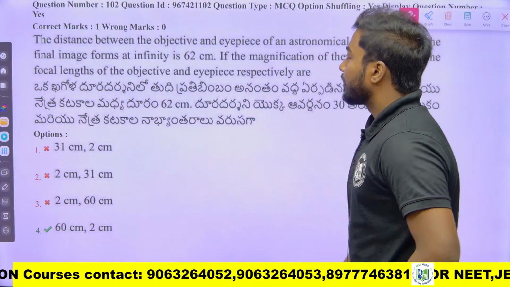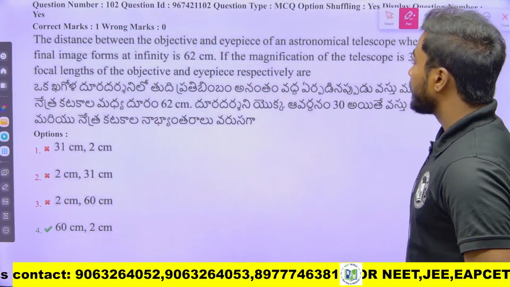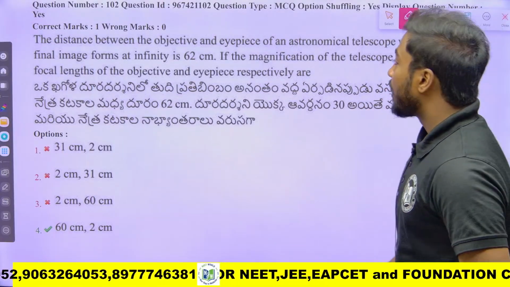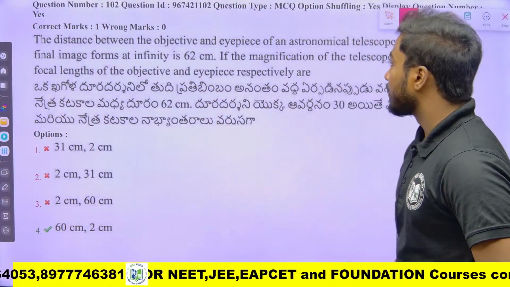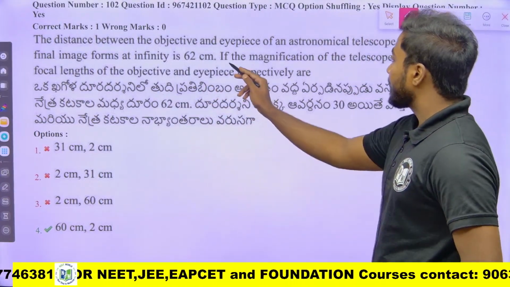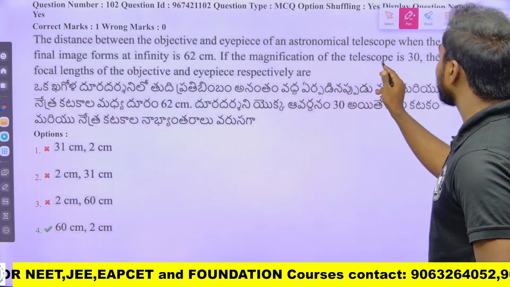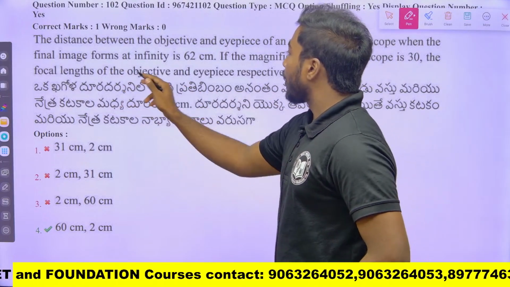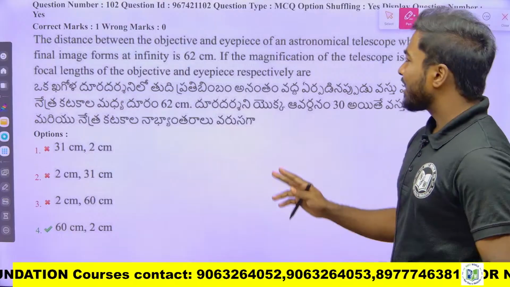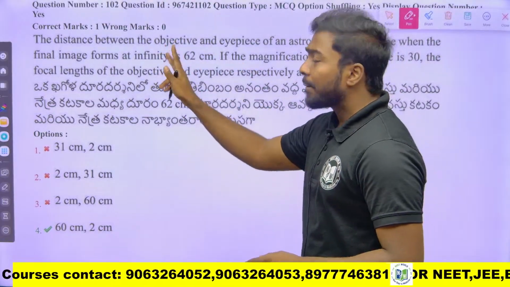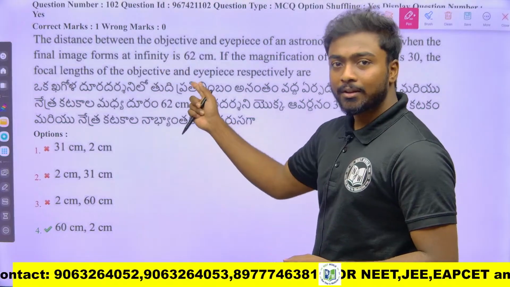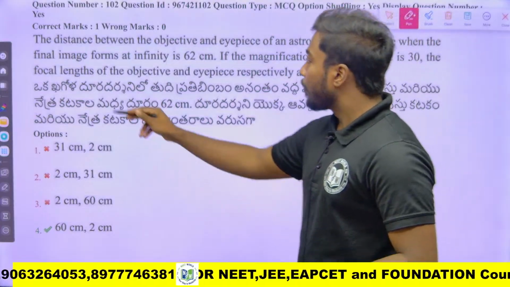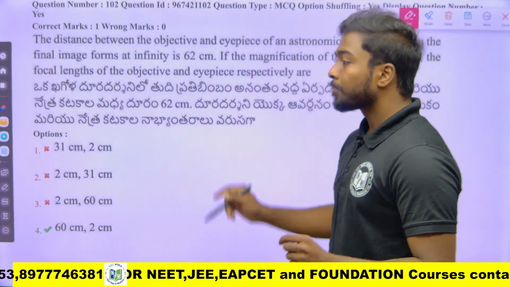Okay, let us read the question. The distance between the objective and eyepiece of an astronomical telescope when the final image forms at infinity is 62 centimeter. Okay, the first part of the question. And the second part of the question is, if the magnification of the telescope is 30, find the focal length of the objective and the eyepiece respectively. In the first part they combined both focal lengths of objective as well as eyepiece, but in the second part they have given the magnification. I need to find both the focal length of objective as well as the focal length of eyepiece, right.